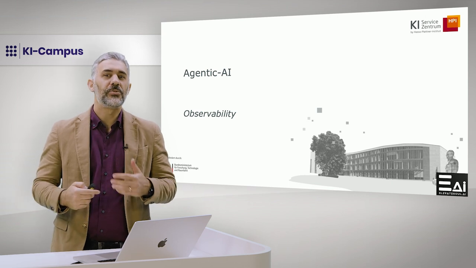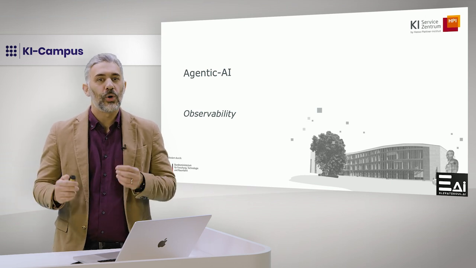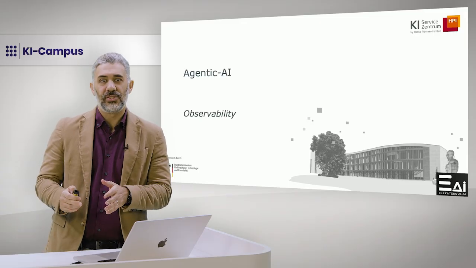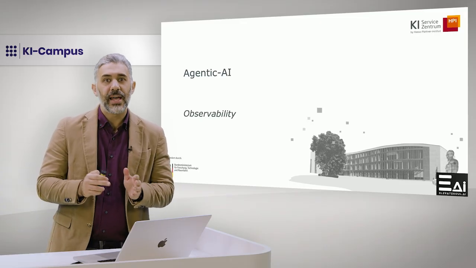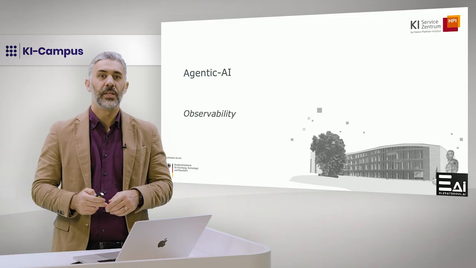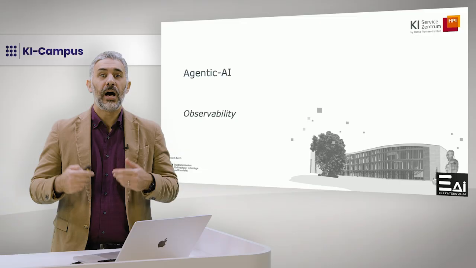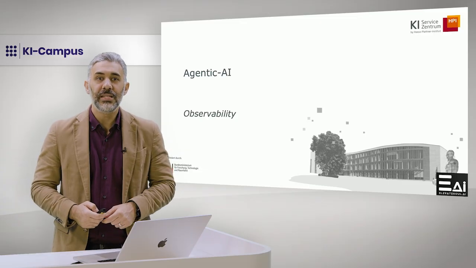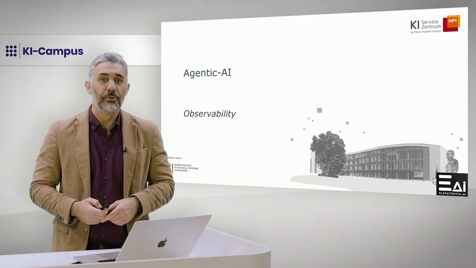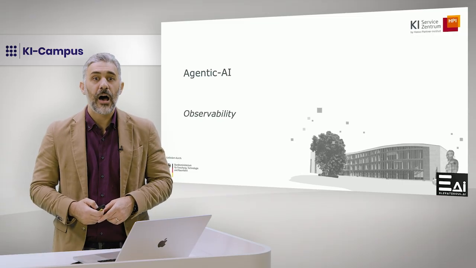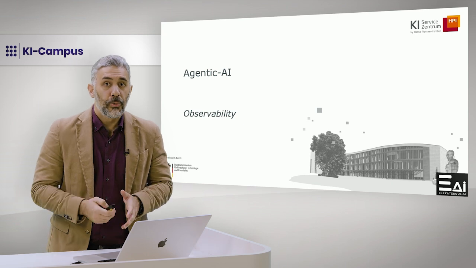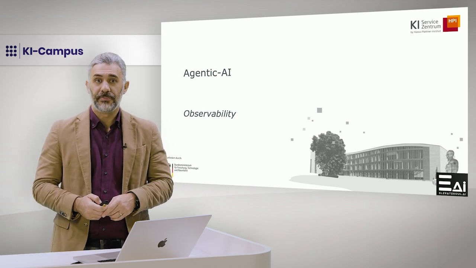So you can think of observability and evals as working together. Observability collects the evidence. Evals turn that evidence into structured measurement and feedback. In this video, we will unpack what observability means in practice, how it enables debugging and improvement of agentic systems, and how the emerging tool ecosystem supports modern AI pipelines.